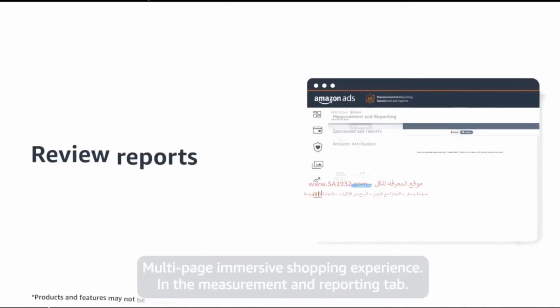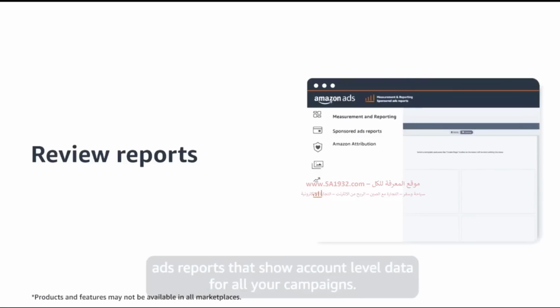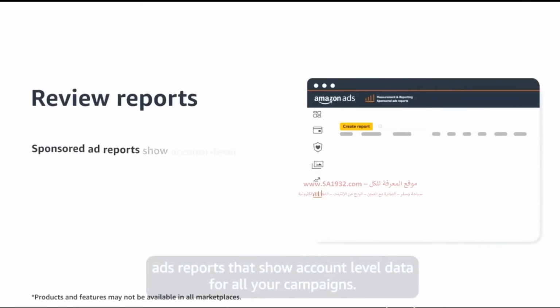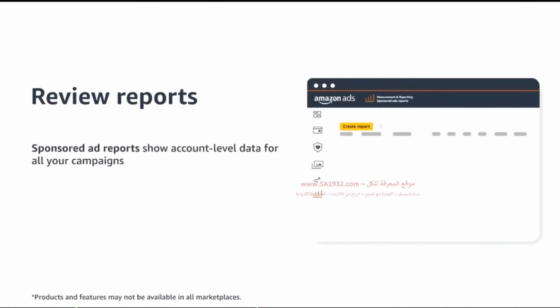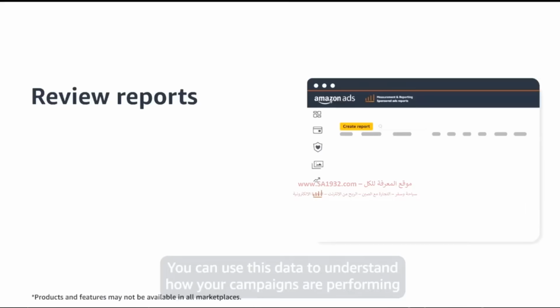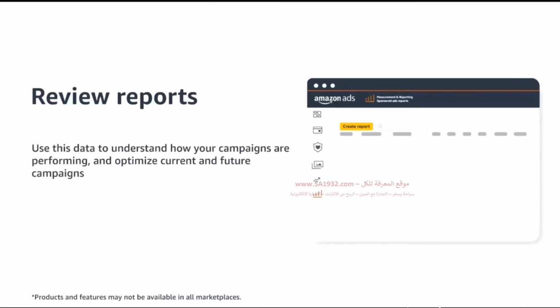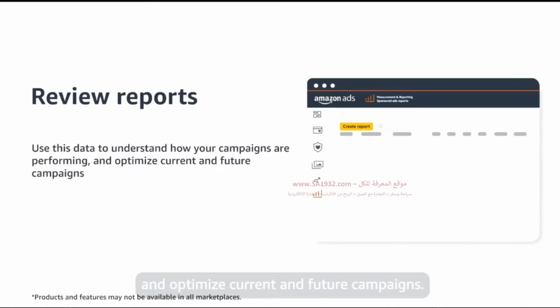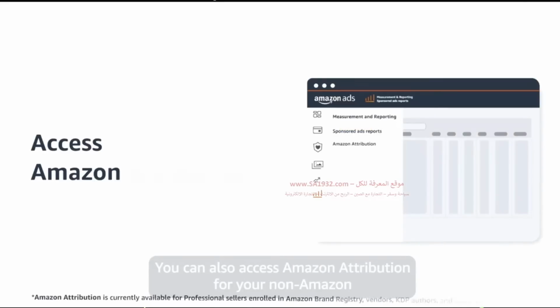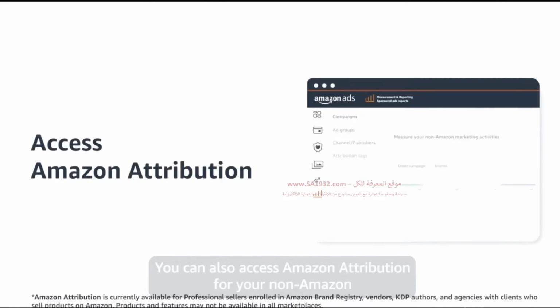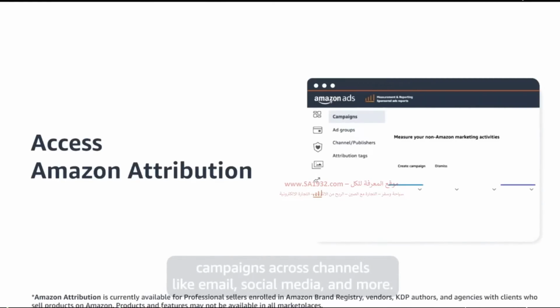In the Measurement and Reporting tab, you'll find sponsored ads reports that show account-level data for all your campaigns. You can use this data to understand how your campaigns are performing and optimize current and future campaigns. You can also access Amazon Attribution for your non-Amazon campaigns across channels like email, social media, and more.